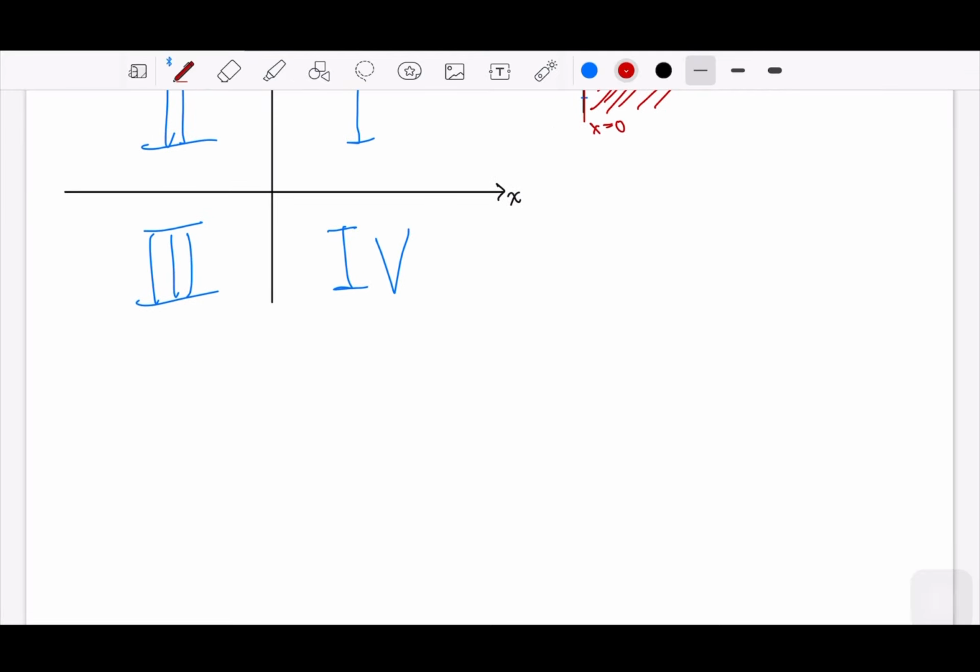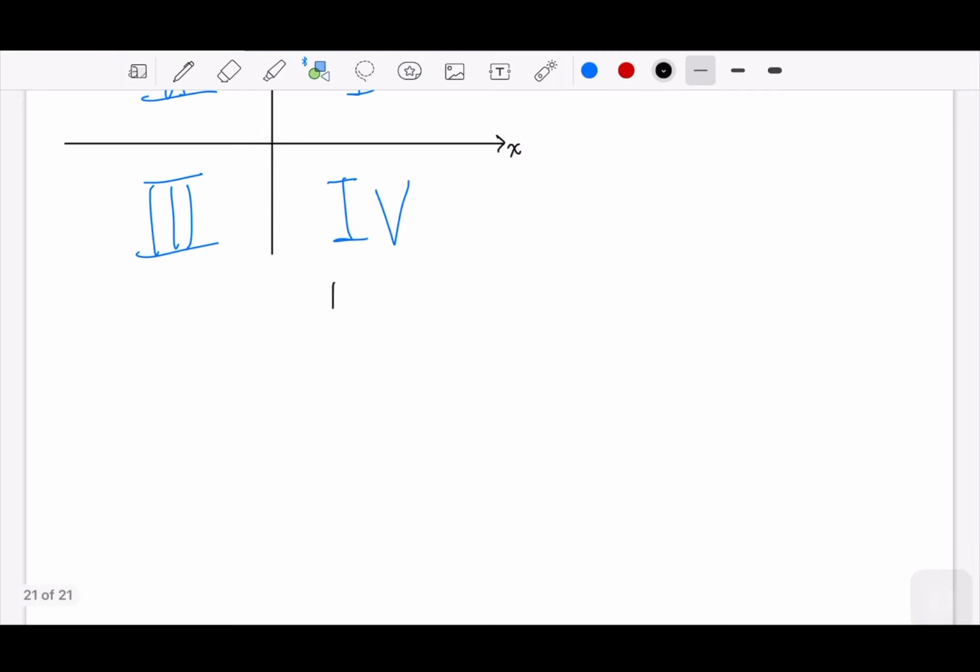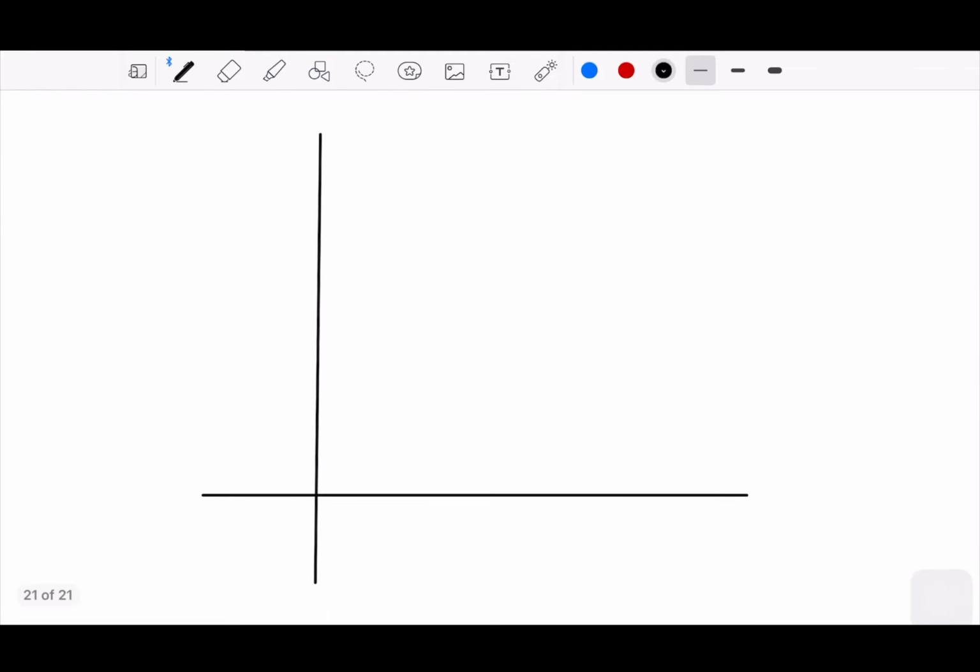And the other thing that I think you also need to be aware of is the distance, okay? The distance. So let's say we have, let's say just x1.